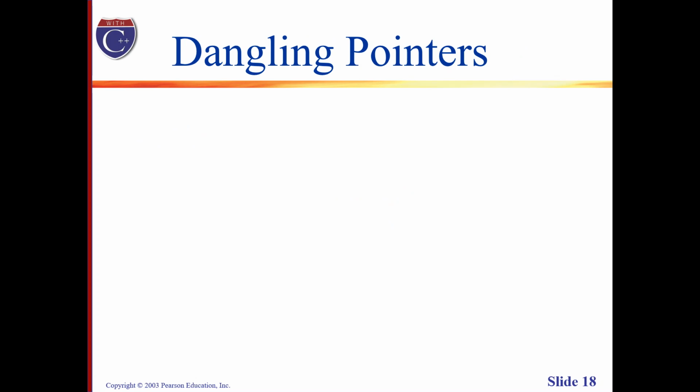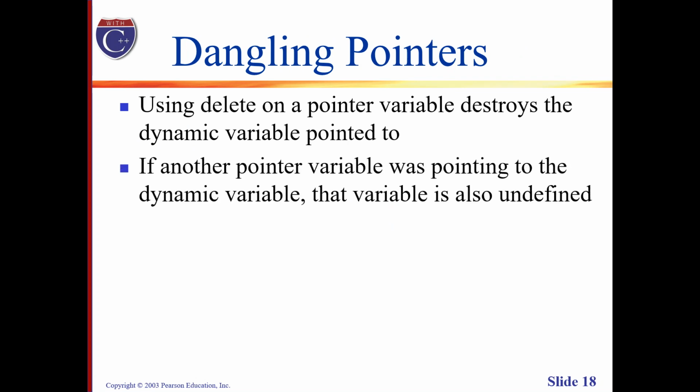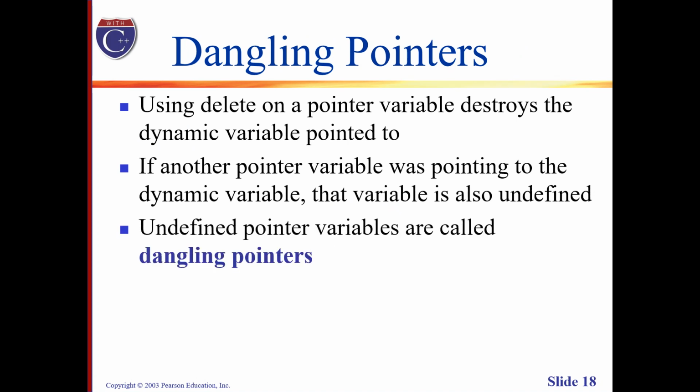How about dangling pointers? Using delete on a pointer variable destroys the dynamic variable pointed to. If another pointer variable was pointing to the dynamic variable, that variable is also undefined. Thus, undefined pointer variables are called dangling pointers. This happens when a pointer variable has been deleted and there is still another pointer variable that is pointing to the memory location that it is currently pointing at.